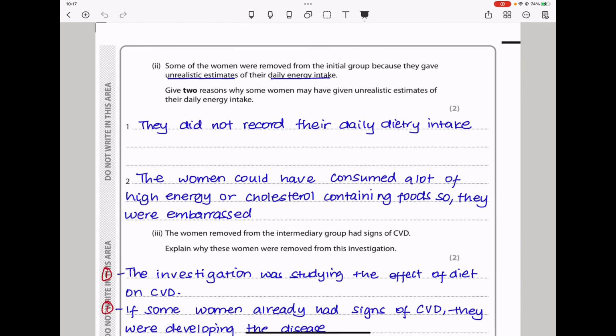Moving on. Here they say some of the women were removed from the initial group because they gave unrealistic estimates of their daily energy intake. Give 2 reasons why some women would have given unrealistic estimates of their daily energy intake. It could be that they were embarrassed because they consumed a lot of calorie-containing foods, or they never recorded or they did not remember their daily intake. So I said they did not record their daily dietary intake. Or the women could have consumed a lot of high energy or cholesterol-containing foods, so they were embarrassed.